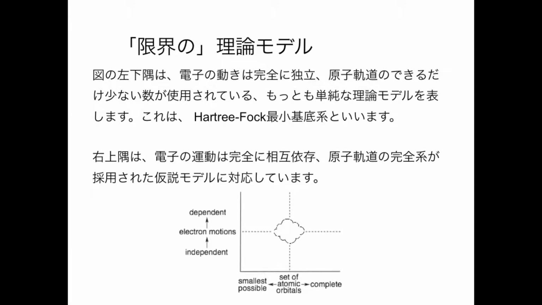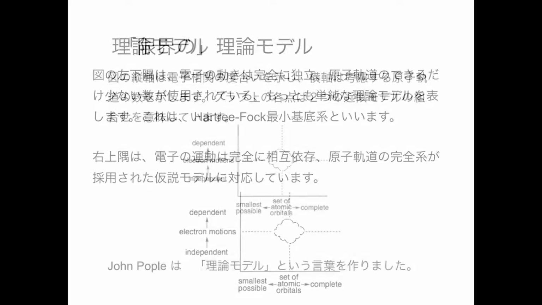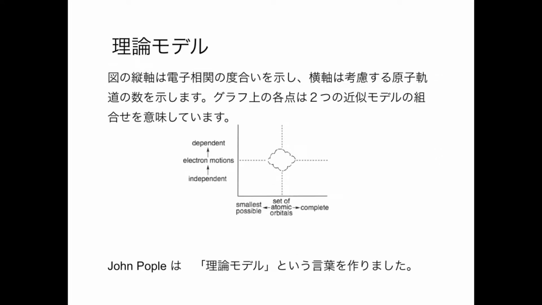Now, there are two limits to this diagram. There's a limit down here. This is the smallest possible set of atomic functions and completely independent. That's a limit. It turns out that limit isn't very good, but it's something that actually is rather simple. Up here, somewhere, there's another limit. Completely dependent and a complete or infinite set of functions. That's another limit. This limit is good. This is exact. It's also impossible. So what counts is the place between these two limits. Any point between those two limits is going to be called a theoretical model. There are many of them.